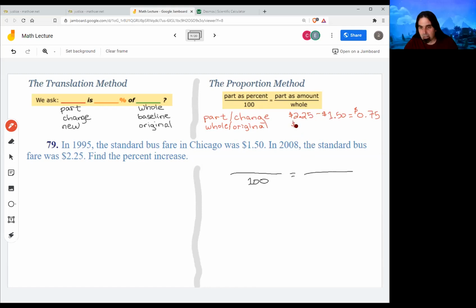It is. Lots of people, if you are one of them, don't feel bad, have a tendency to pick the bigger number. It seems more like a whole because it's bigger. But when we're comparing what happens over time, the original amount is sometimes the smaller amount. Depends on if things are getting bigger or smaller. So we need to compare the change with what it used to be. Okay, and then finally, the percentage, that's what we're solving for.